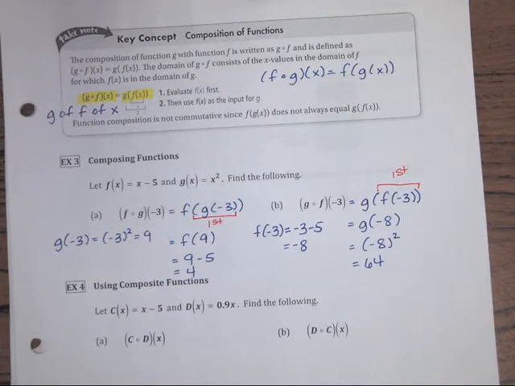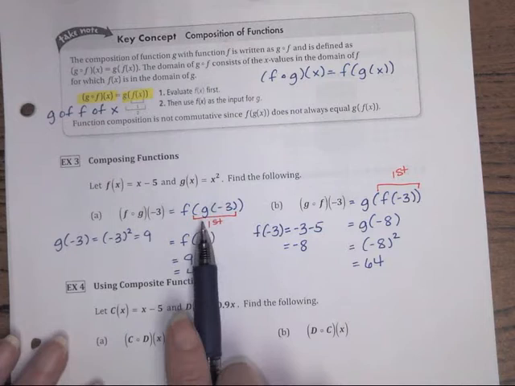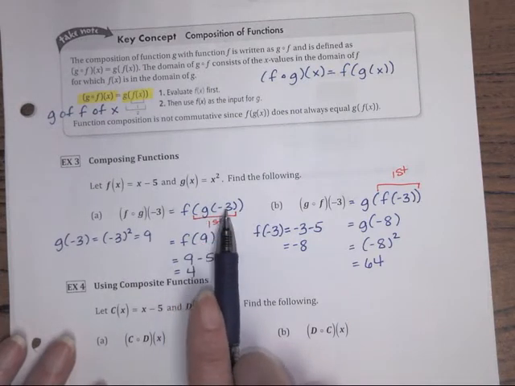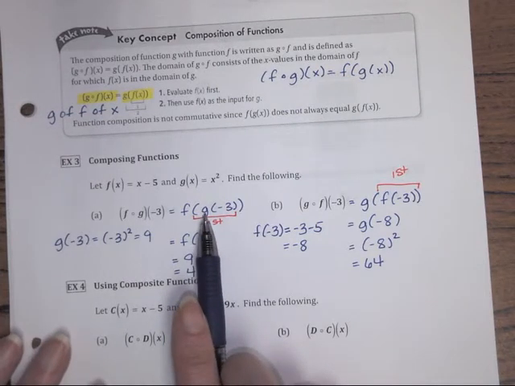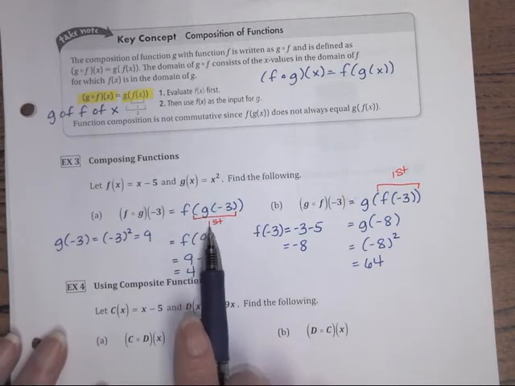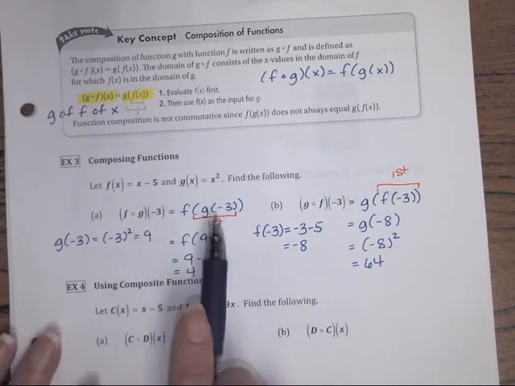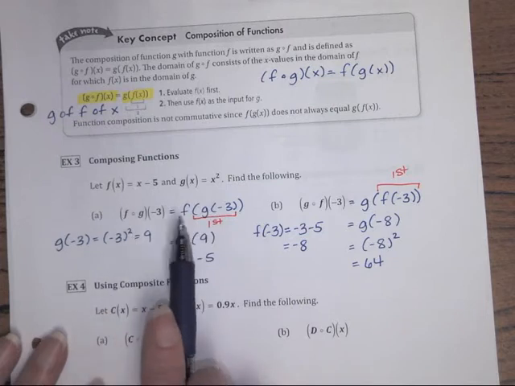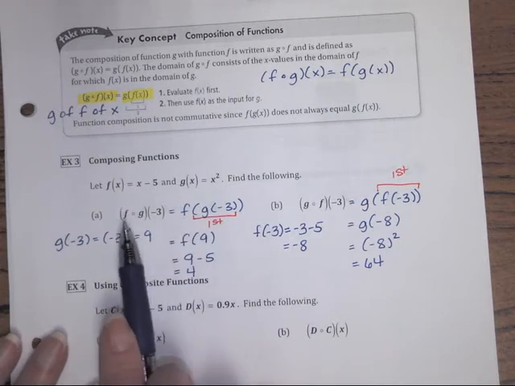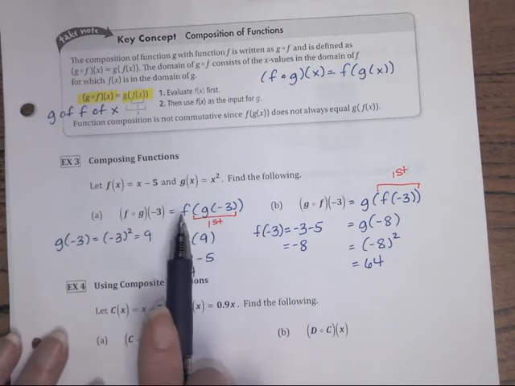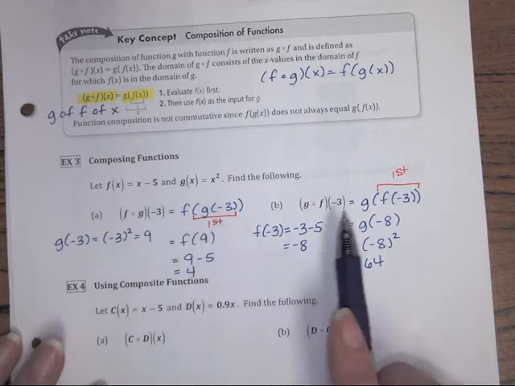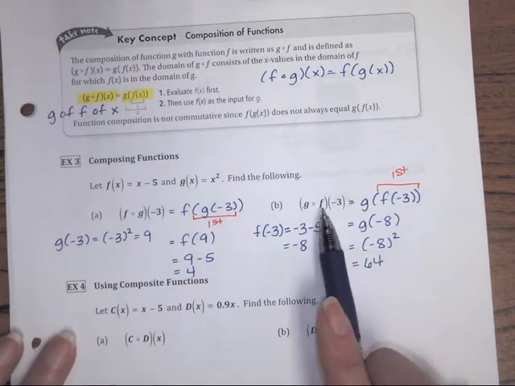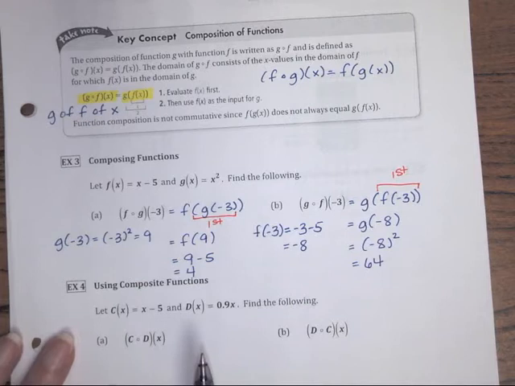How do you know which ones you do first again? You are going to do first whatever is inside. I'm pointing to the one inside. And the inside is your second one. The second one goes inside, the first one goes outside. See, f is first, it goes outside. g is second, it goes inside. g is first, it goes outside. f is second, it goes inside.